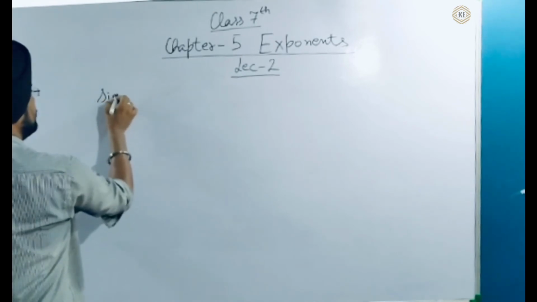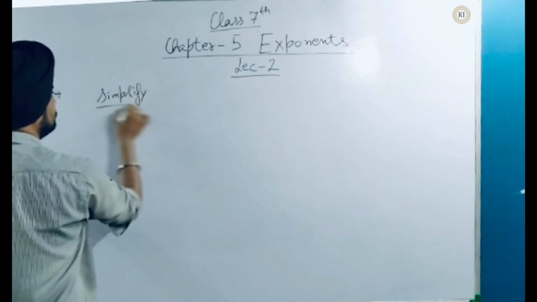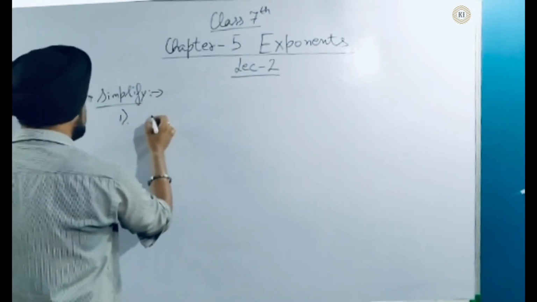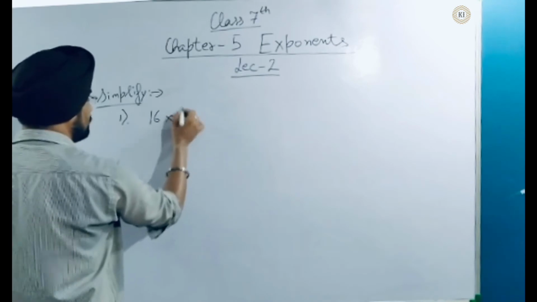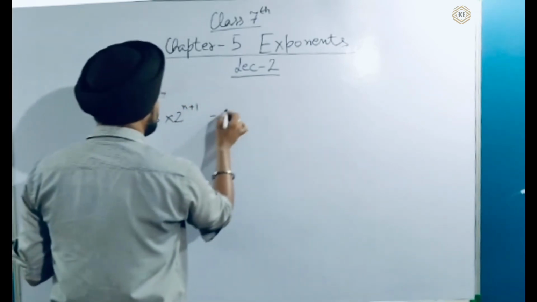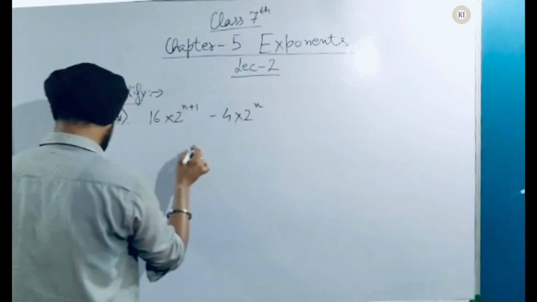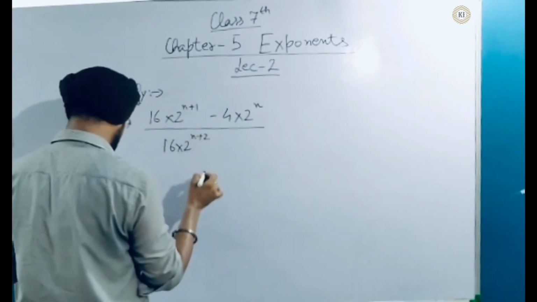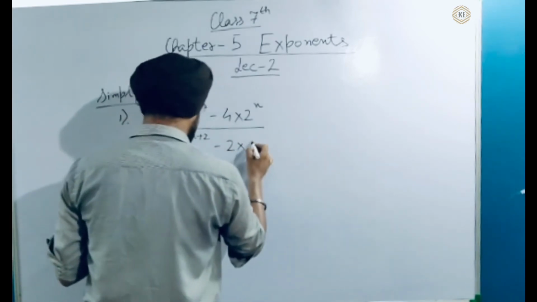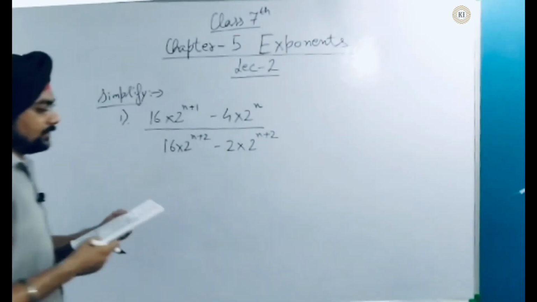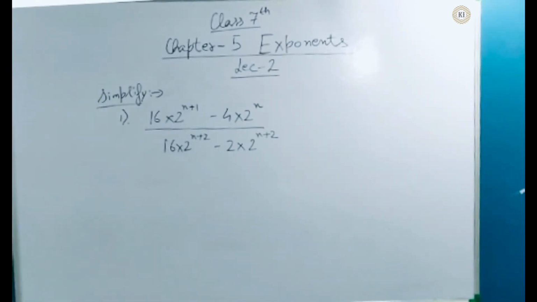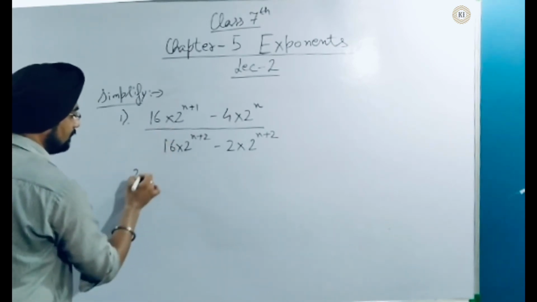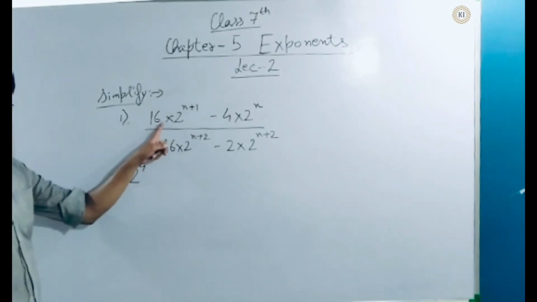Question is: simplify (16 × 2^(n+1) − 4 × 2^n) / (16 × 2^(n+2) − 2 × 2^(n+2)). Now in this question we have to calculate the value. What we will do here, we can write 16 as 2^4. 2^4 means 16.